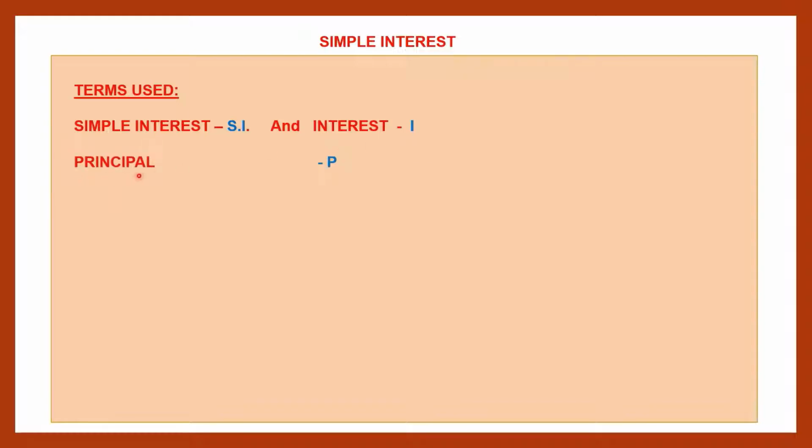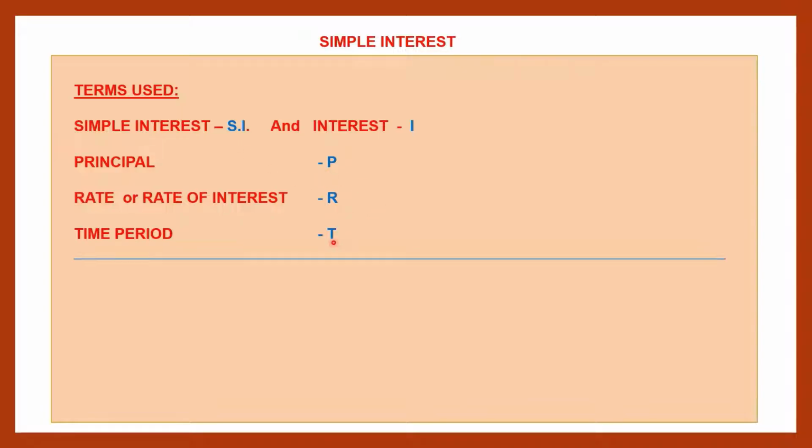Then we have principal, where we are going to use the letter P, rate or rate of interest, the letter R, and time period, the letter T. So these are the four terms that we are going to use in simple interest. So this is simple interest, then principal, rate, and time period. Now we are going to find out the formula based on these terms.